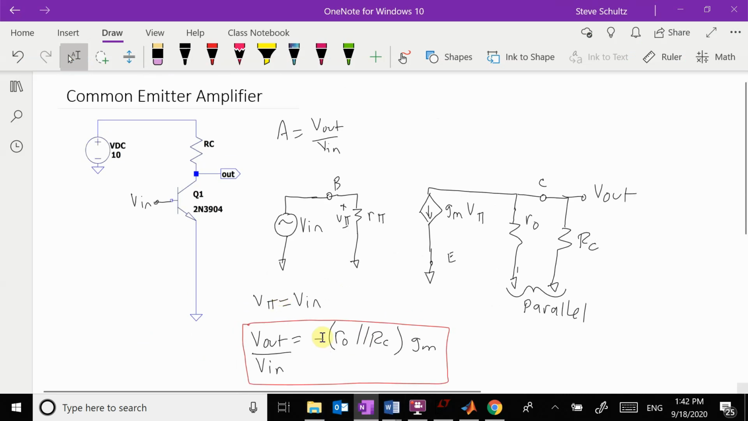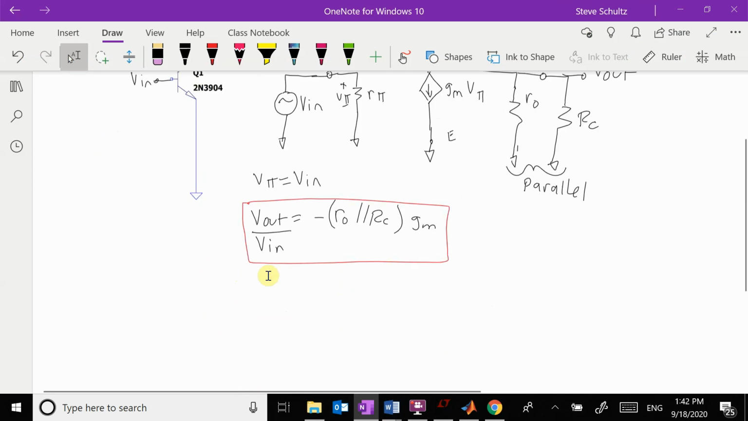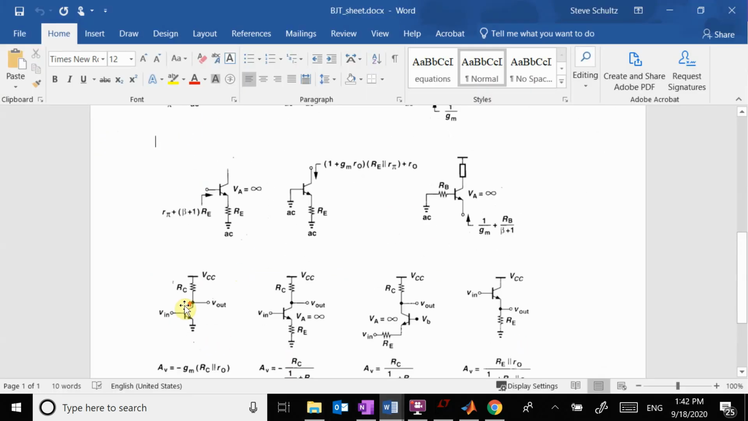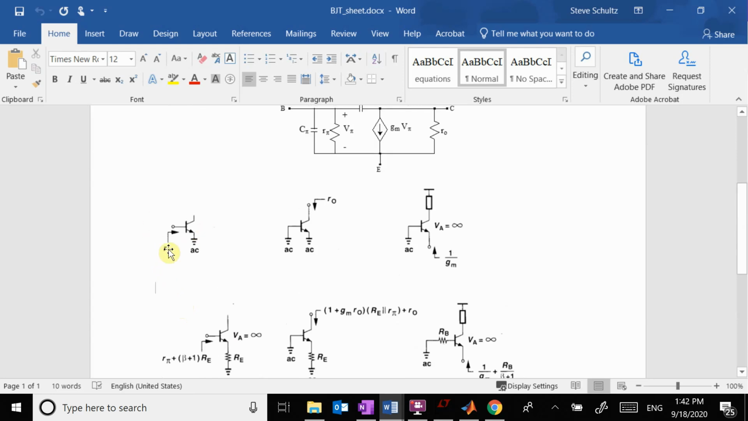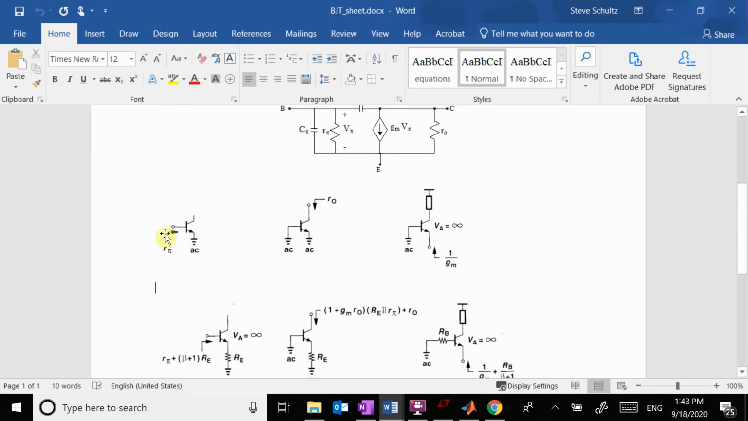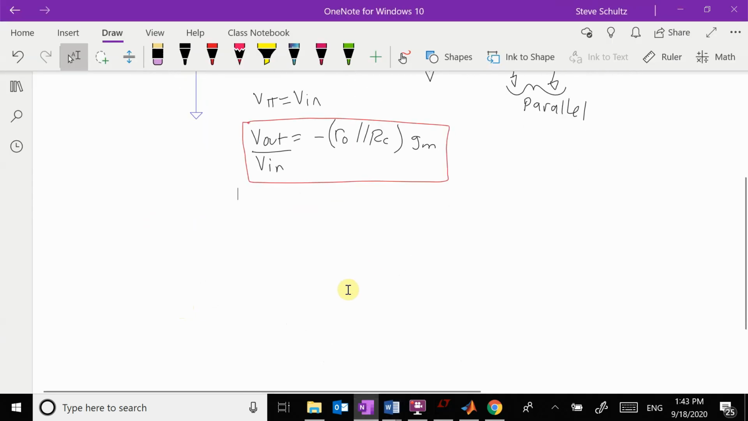So this is the gain equation for a common emitter amplifier. Now the other things that we want to do, if I go back to my sheet, we see that we also want to calculate the Thevenin equivalent resistance for my input, and the Thevenin equivalent resistance for my output. What we see here is these things are just independent of the configuration, and they're just looking into certain terminals of the transistor. So let's look at this.